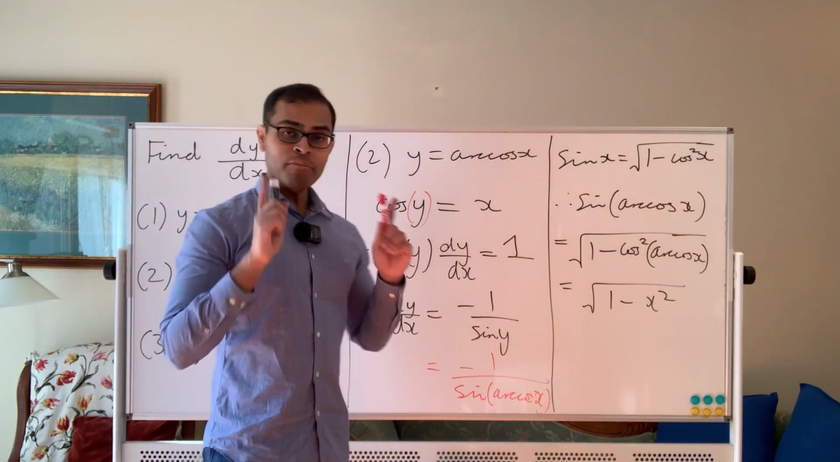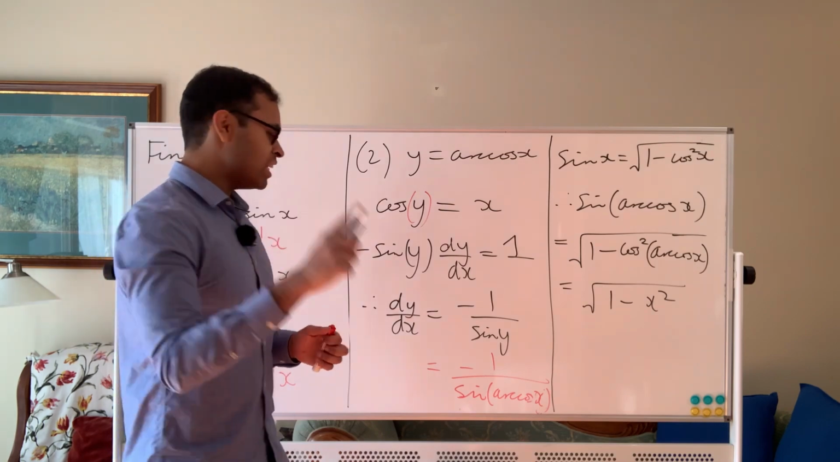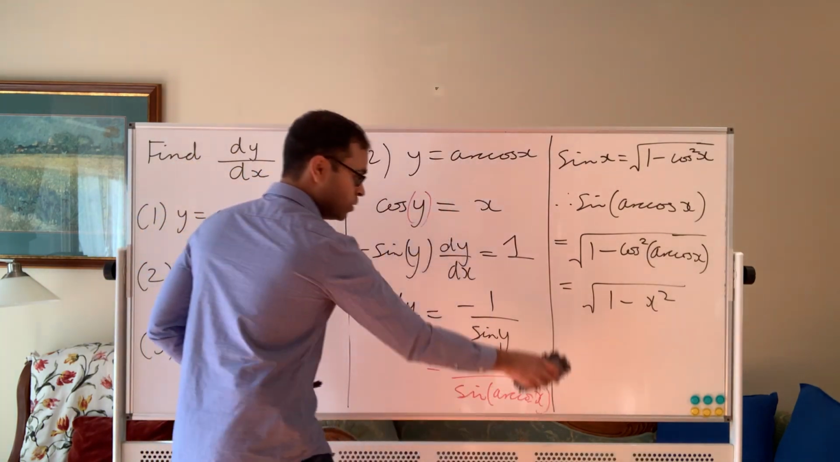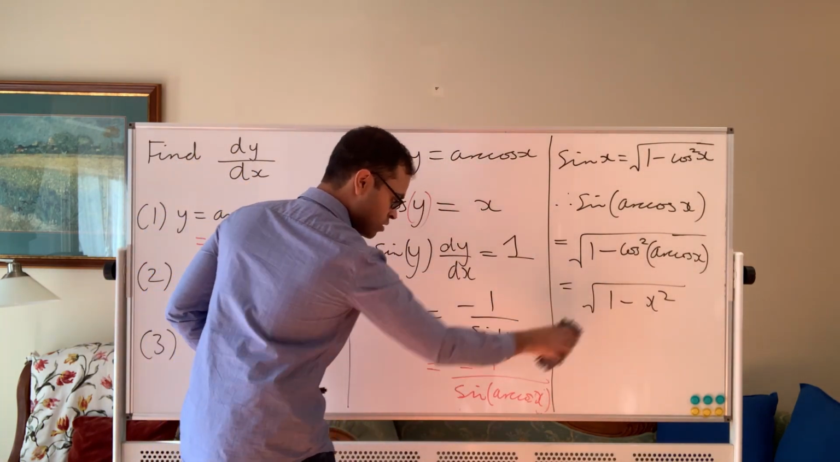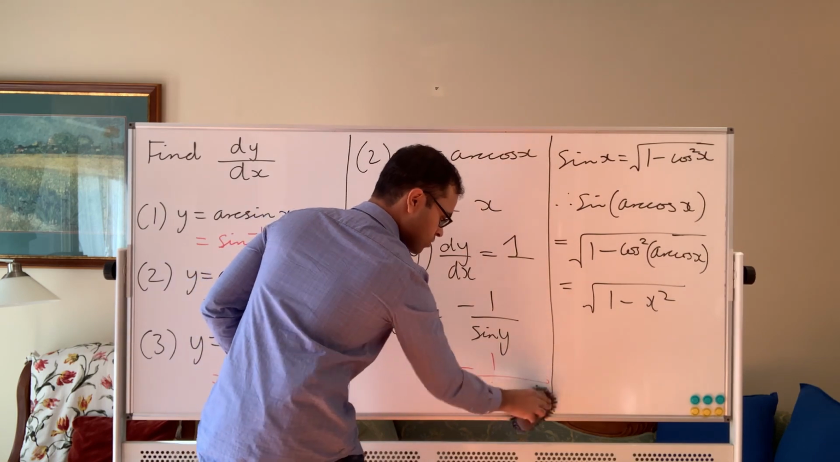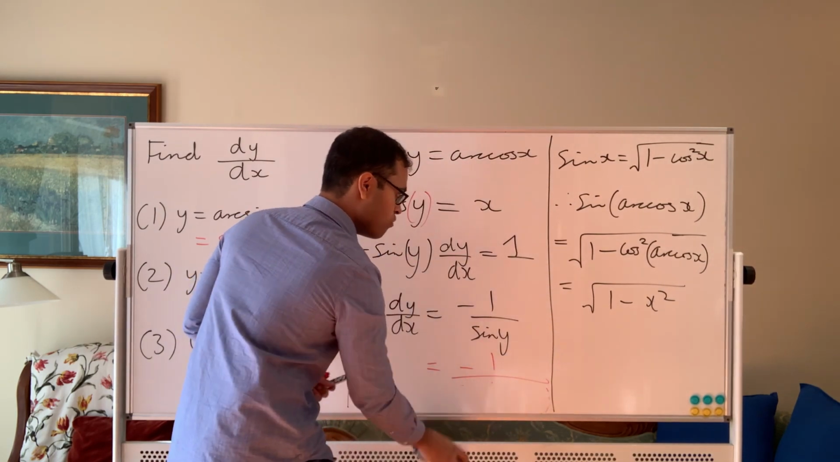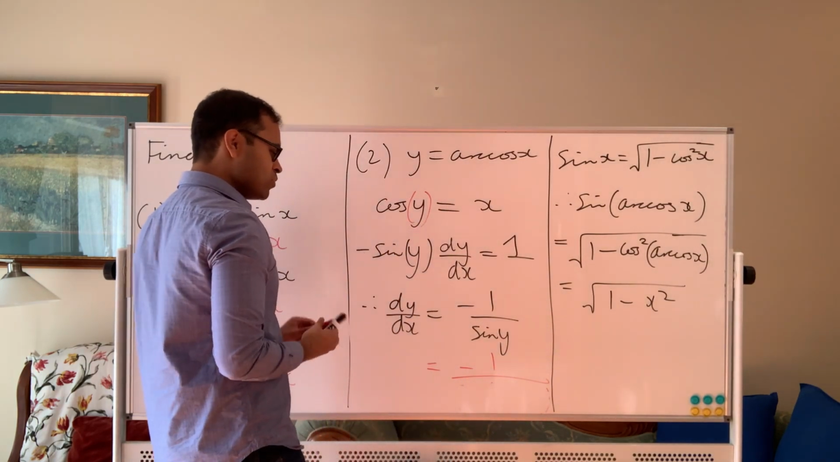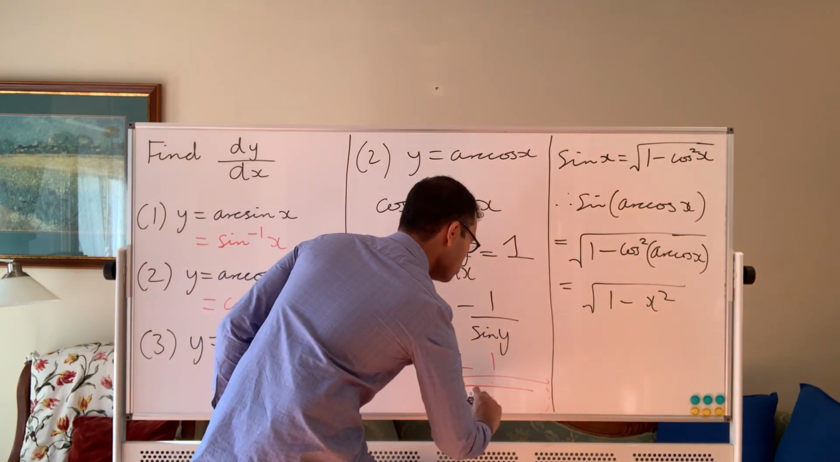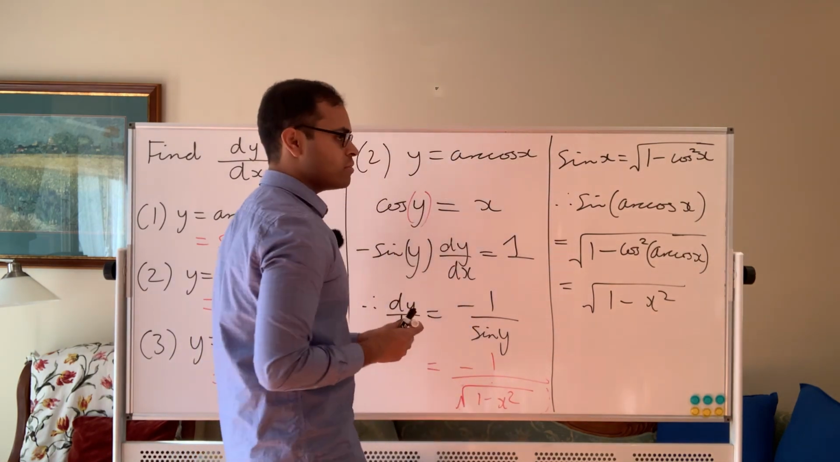I'm going to ask you a cool question. This is a really cool question that I really love. I'm going to challenge you. But before I do that, I'm just going to write this out. So we put a minus 1 on the top, and on the bottom the square root of 1 minus x squared.